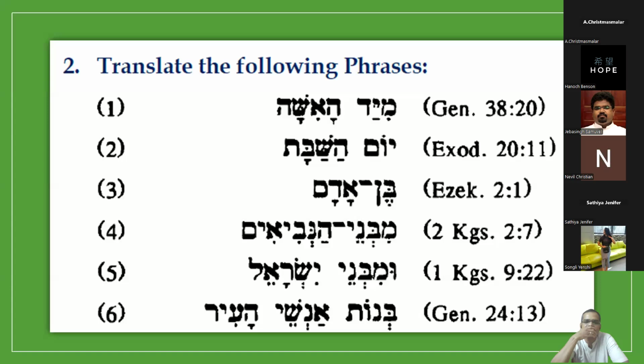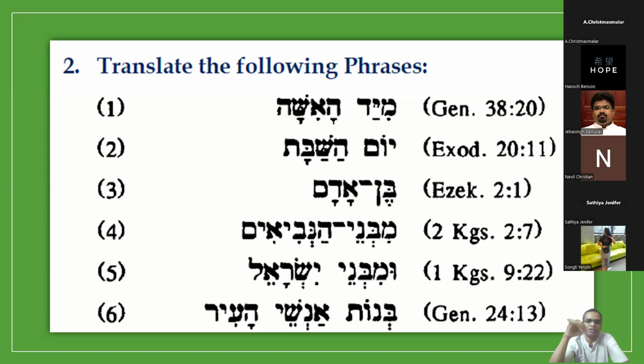Umibene. You are missing the mem and the Bene. Umibene, because Bene Israel. Okay, so the first word should be Umibene, because the Beth is doubled, so the Shiva also should be pronounced.